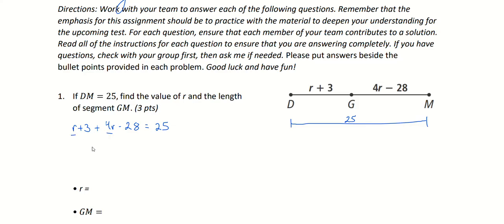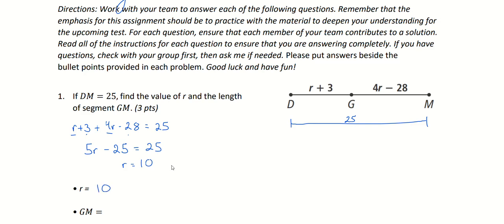Like terms. R and 4R add up to 5R. If you have $4 and I give you $1, you have how many dollars? $5. Boom. Cool. All right, 3 minus 28, or negative 28 plus 3, is negative 25. And that's equal to 25, right? Okay, 2 steps in 1 right here. I'm going to add 25, and in my head, it's 50, right? And then I'm going to divide both sides by 5. I think I get R equals 10.